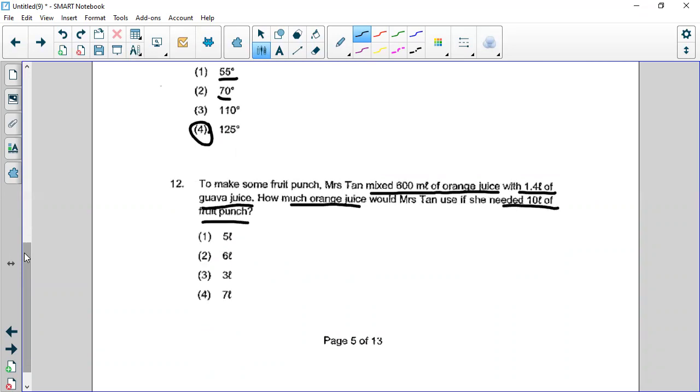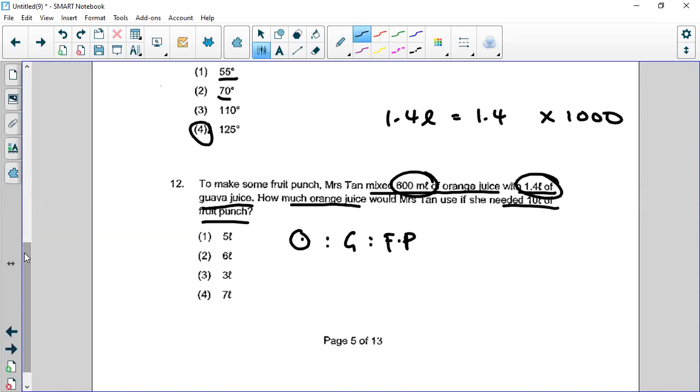So what's the ratio? It means that orange juice to the guava juice, you mix them together. What do you call it? You call it fruit punch. All right, this is a little bit of language, right? It's like your total. When you mix them together, it is fruit punch. All right, you need to change the ml and the liters and make them the same unit. So 1.4 liters, how do I change into ml? So you take 1.4 times 1,000. Okay, because 1 liter is 1,000 ml.